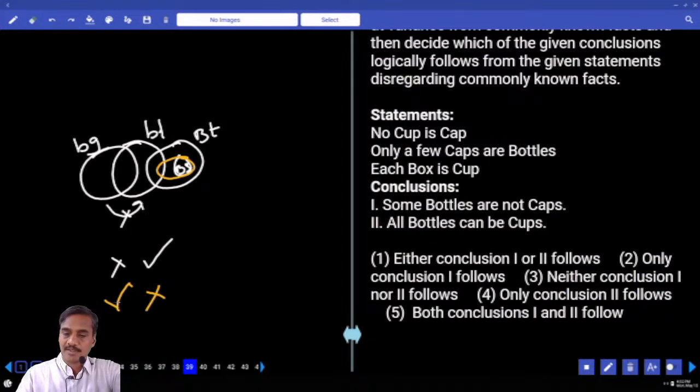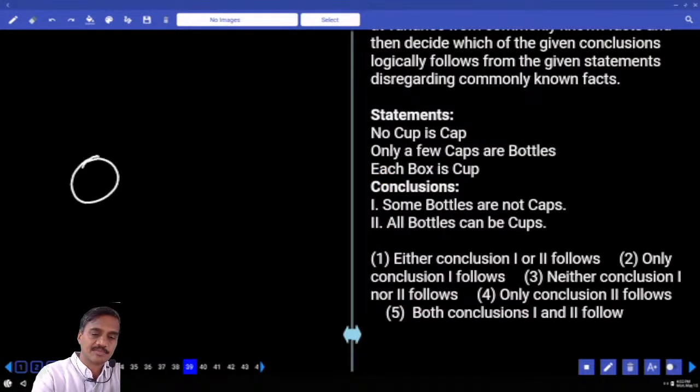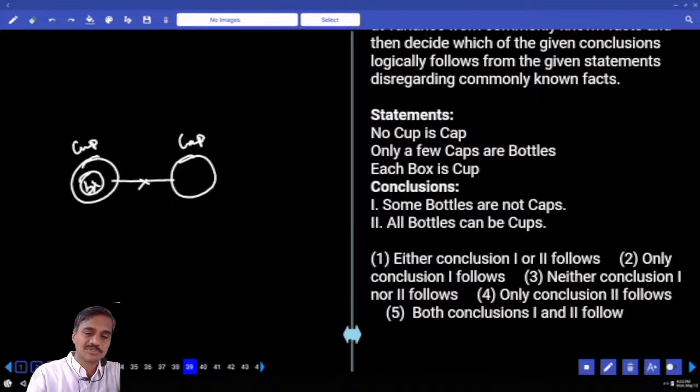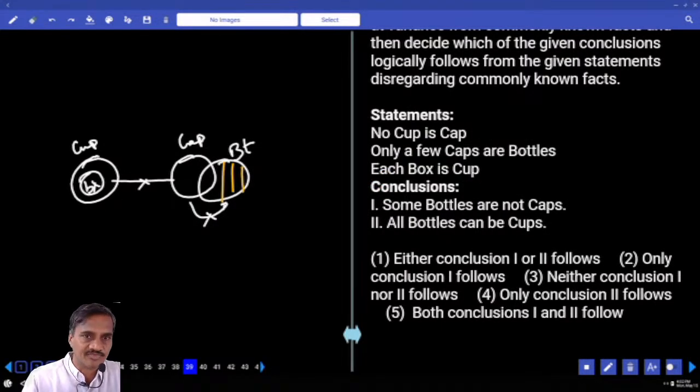Fine. 38. Then the 39th one: no cup is cap. This is cup and this is cap, no intersection between cup and cap. No cup is cap and each box is cup. Each box is cup. This is box which is cup. And only some caps are bottles but not all. And some bottles are not caps. These are the bottles that are not caps. Definitely. Isn't it?